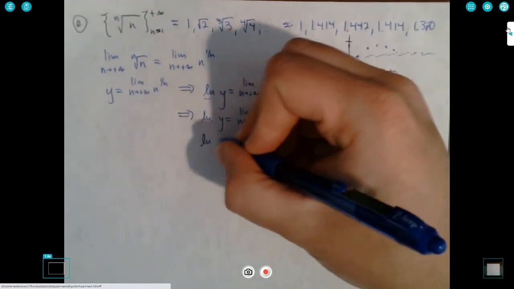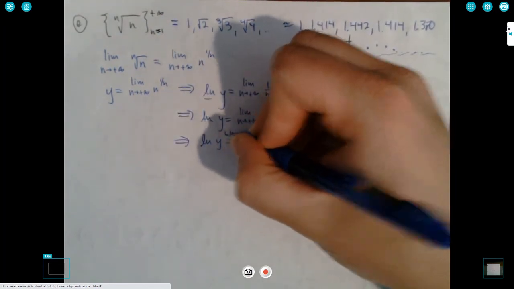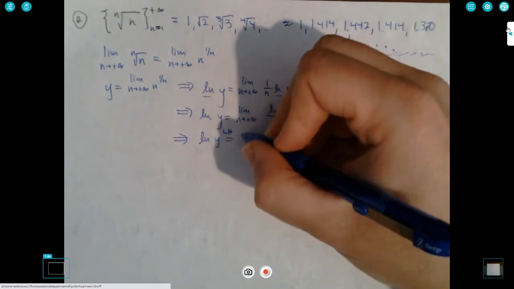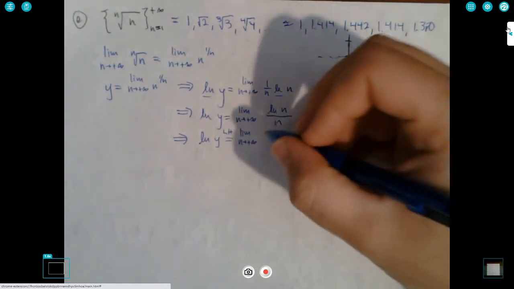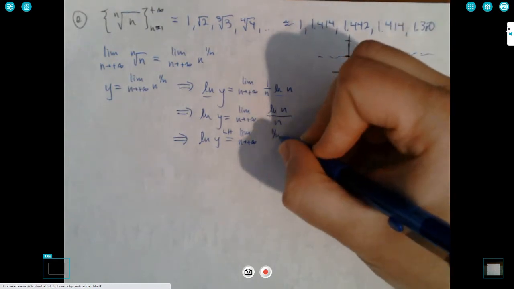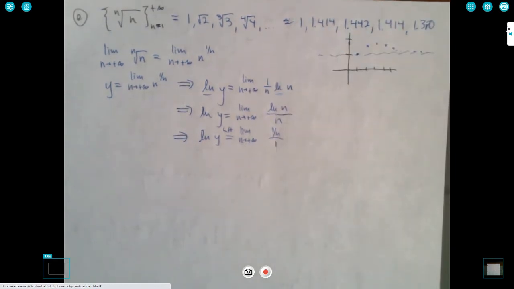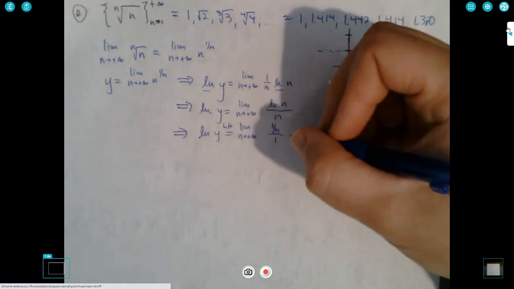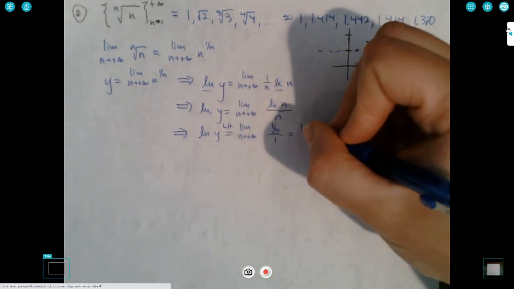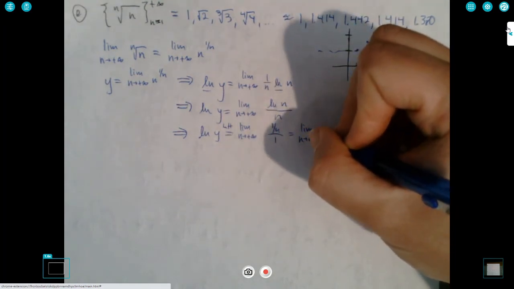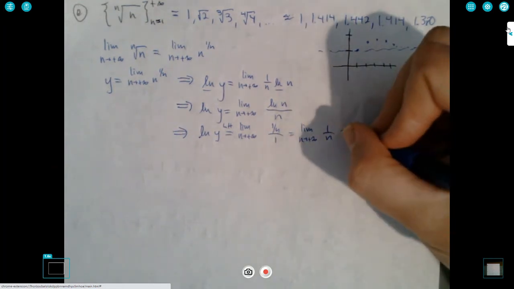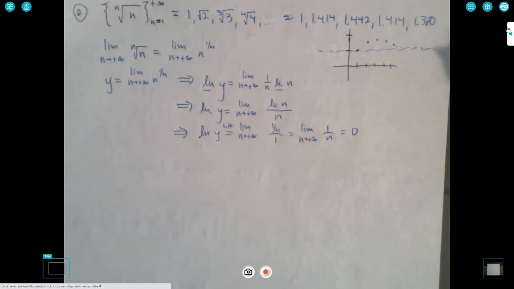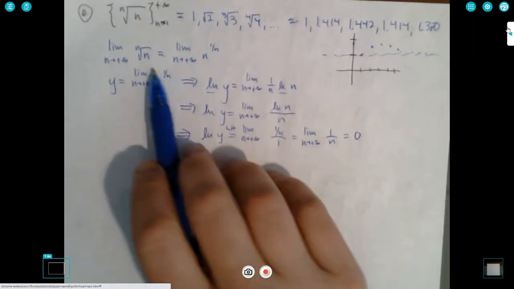So ln of y equals, this is by L'Hopital now, the limit as n approaches positive infinity of the derivative of ln of n, which is 1 over n, over the derivative of n, which is just 1. So that equals the limit as n approaches positive infinity of 1 over n, and that equals 0.